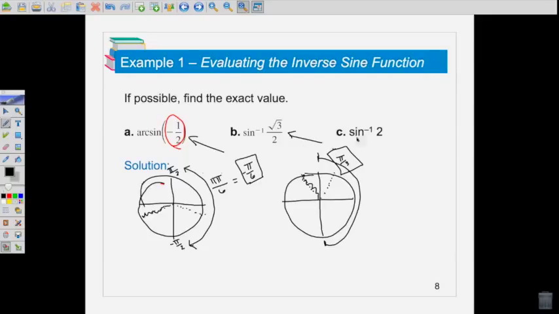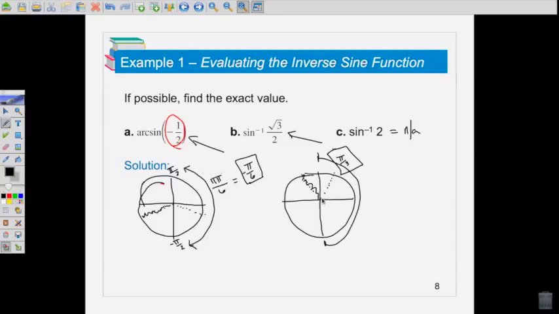Lastly, inverse sine of 2. So what I'm asking here, and I'm going to say it probably thousands of times after this, what angle has a sine value of 2? I want to pause there for a second so that you can really think about that. What angle has a sine value of 2? And I certainly hope that all of you can come up with none.